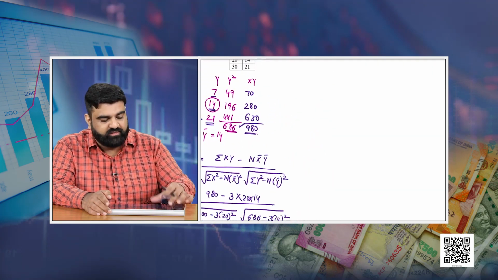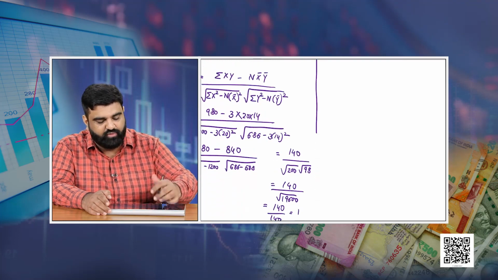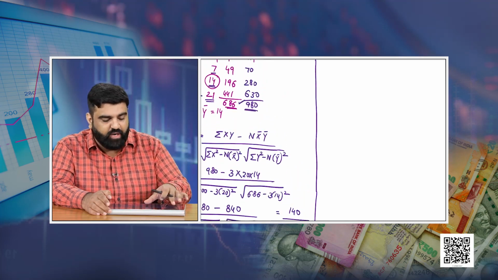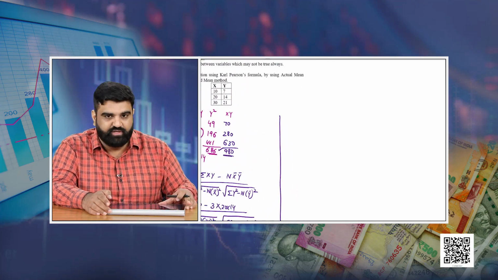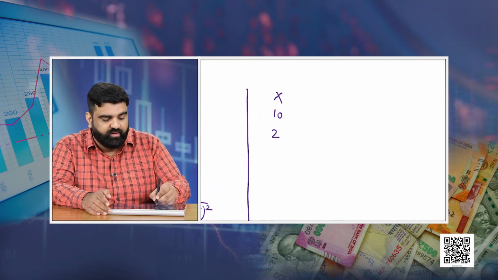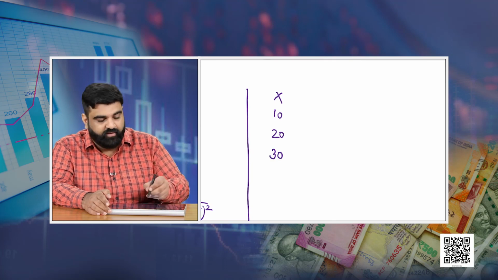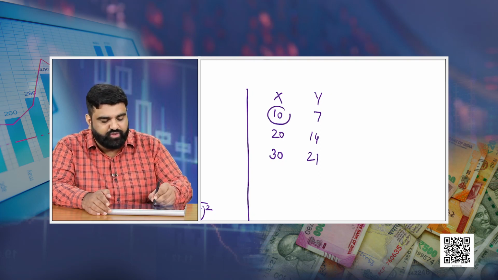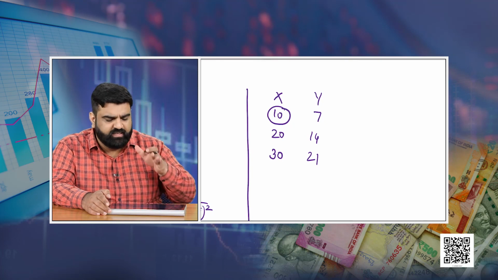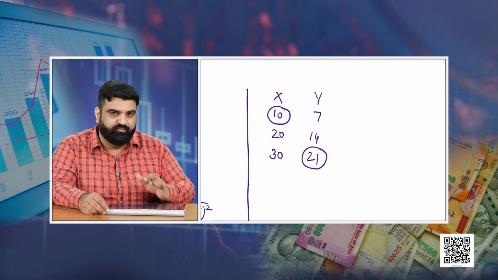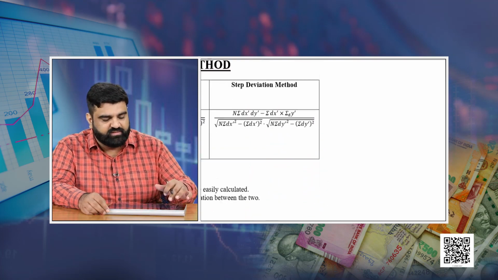Now, let us move on to our third method, which is the assumed mean method. Under this method, we take an assumed mean and not the actual mean to calculate the coefficient of correlationship. Now, let us first write the series which is 10, 20 and 30. Y is 7, 14 and 21. So, let me assume the means. Let me assume 10 to be the mean for the x series and 21 to be the assumed mean for y series. Now, let us first look at the formula.